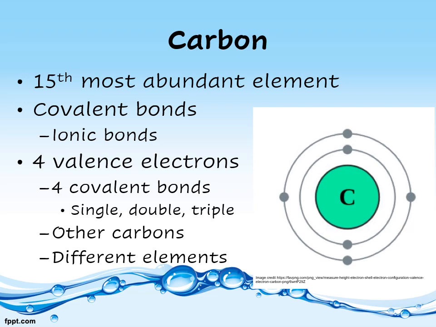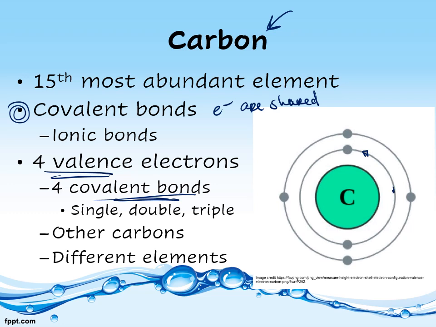All of these molecules that we living things make are based on the element carbon. Carbon is the 15th most abundant element on the planet, but it is definitely the most important to us, us living things. Carbon makes covalent bonds. Remember that covalent bonds are bonds where electrons are shared. And what's pretty cool about carbon is that it can make 4 covalent bonds because it has 4 valence electrons. Remember that valence electrons are the electrons in the outermost energy level.